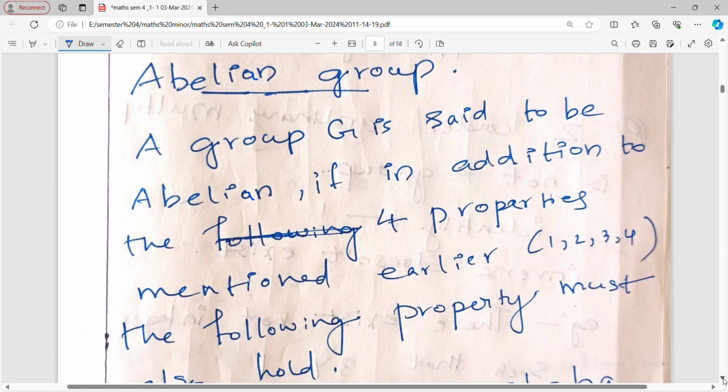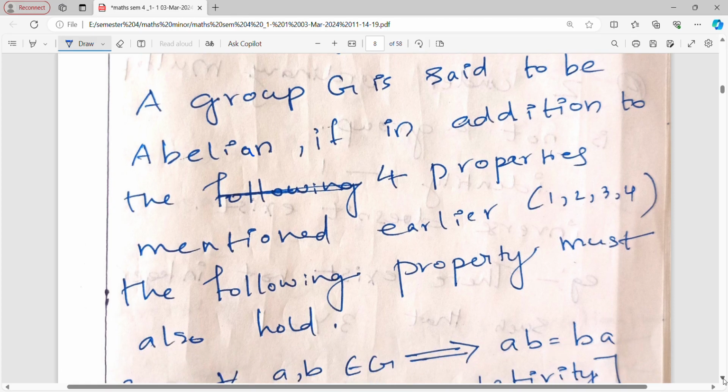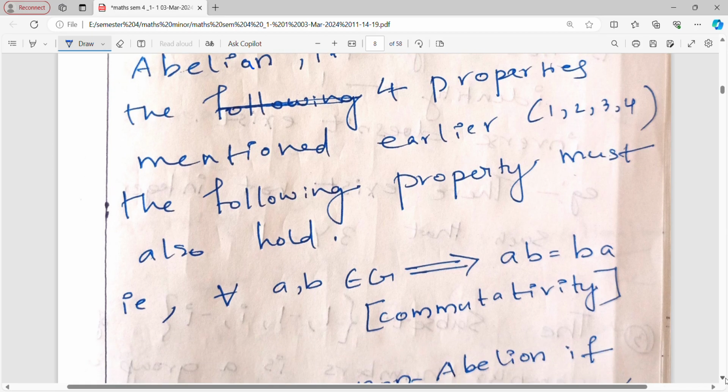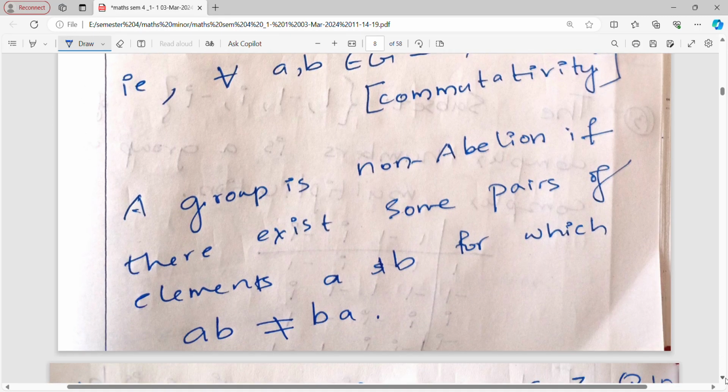Now abelian group. A group G is said to be abelian if, in addition to the 4 properties, that is closure, associativity, existence of identity, existence of inverse, one more property is also satisfied. That is, for being an abelian group, 5 properties have to be satisfied. And the 5th property is commutativity. For all A, B belongs to G, A into B must be equal to B into A. A group is non-abelian if there exist some pairs of elements A, B for which AB is not equal to BA.